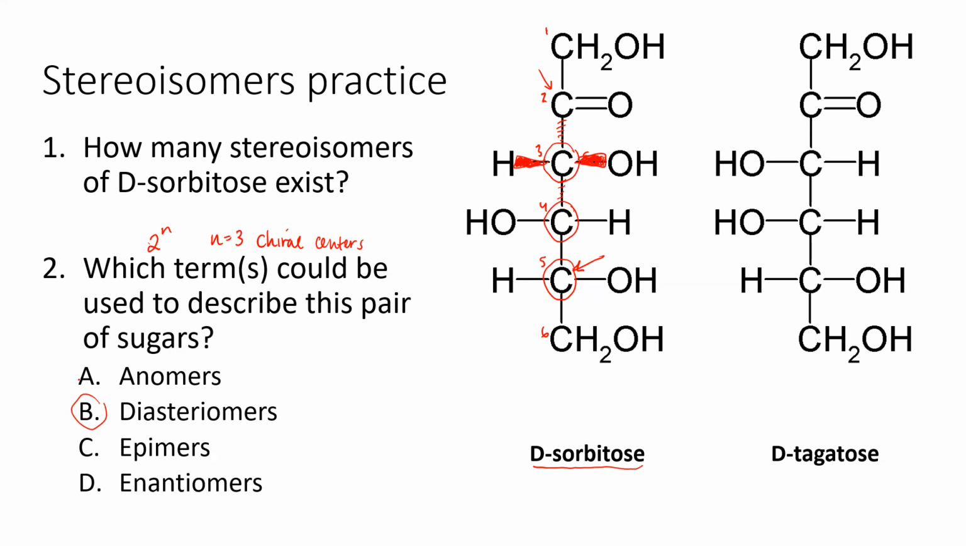Yeah, great. So for diastereomers, we have at least one different configuration at a chiral center, but not all. So if all the chiral centers are different, they're enantiomers, which we don't have here.